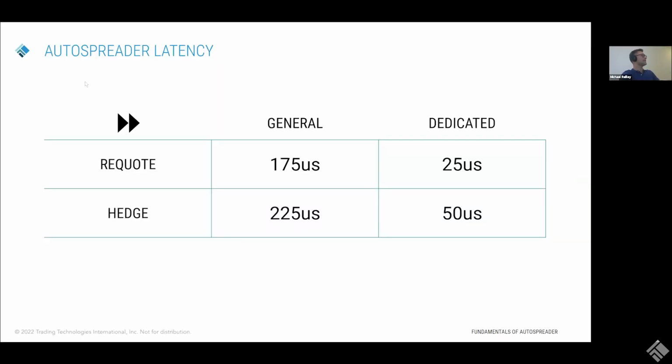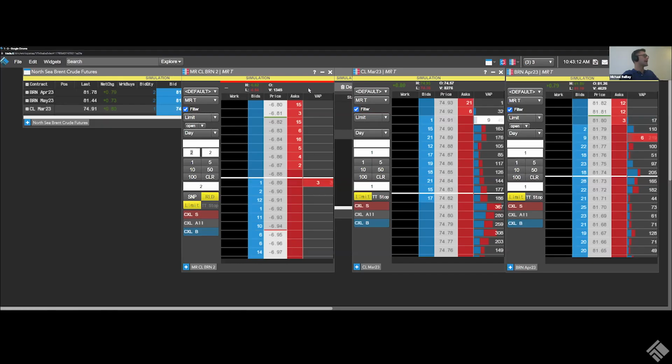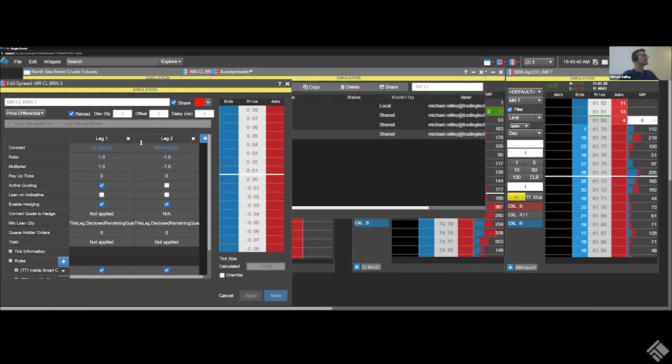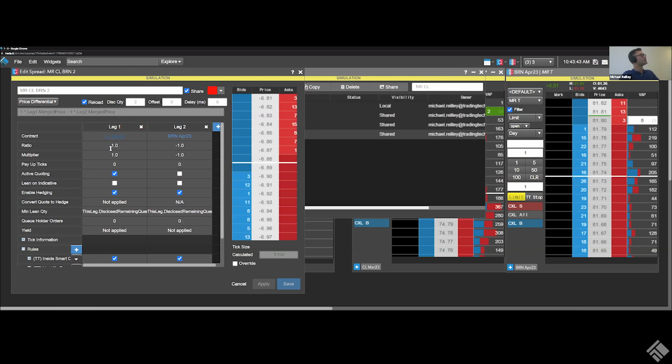Going back to our slides here, all of these Autospreader orders are being deployed. When you place that order, it's being deployed to a server which is located at the exchange. In our case, we were looking at CL versus Brent, so that's going to be a CME versus an ICE contract. Whichever product is in leg 1, that is the exchange that the Autospreader order is going to operate from. In this case, CL is from CME, so this order would operate on the Autospreader server at the CME.